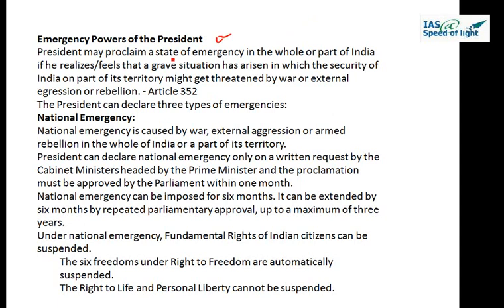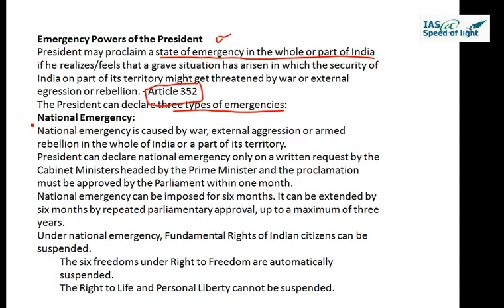The president may proclaim a state of emergency in the whole or in a specific part of the country if he feels that a grave situation has arisen in which the security of India or part of its territory might get threatened by war, external aggression or rebellion. Article 352. Now, the president can declare 3 types of emergencies. These things we will again discuss when we discuss the emergency provisions in the Constitution. Now, just for the sake of the president's power, let us discuss them.